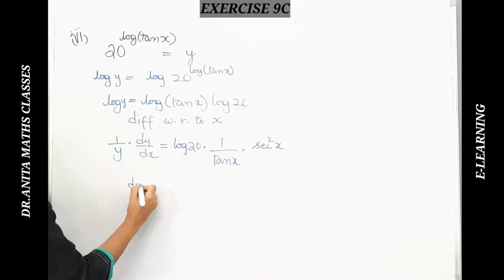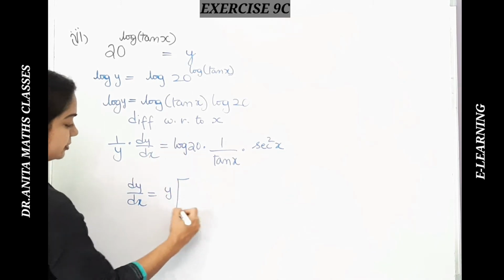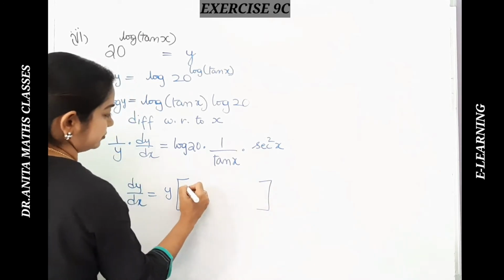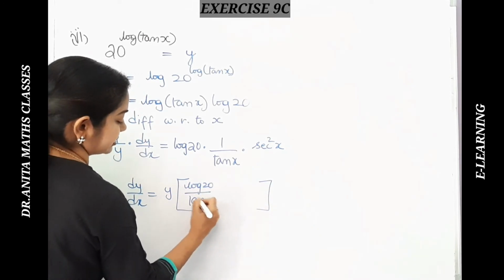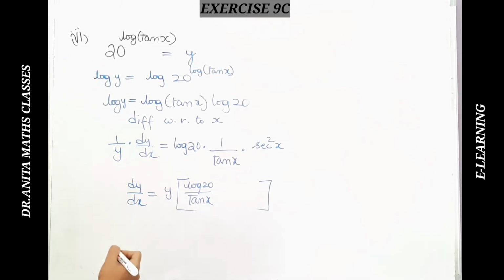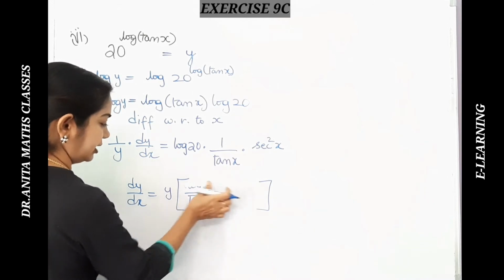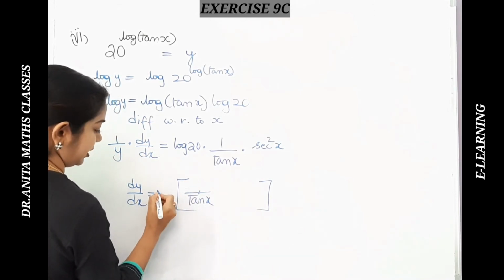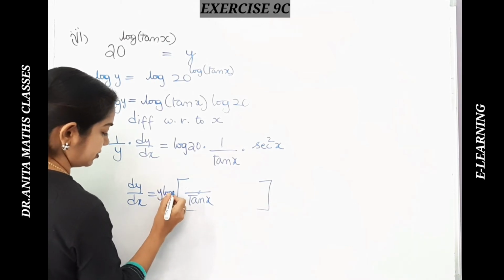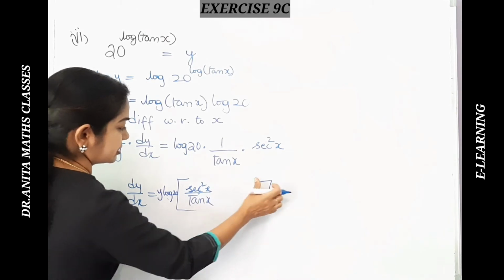So again we can write it as dy by dx. This y we can shift to the other side, y multiplied by log of 20 divided by tan x, secant square x. We can take log of 20 out here, because log 20 is a constant. So this is secant square x.